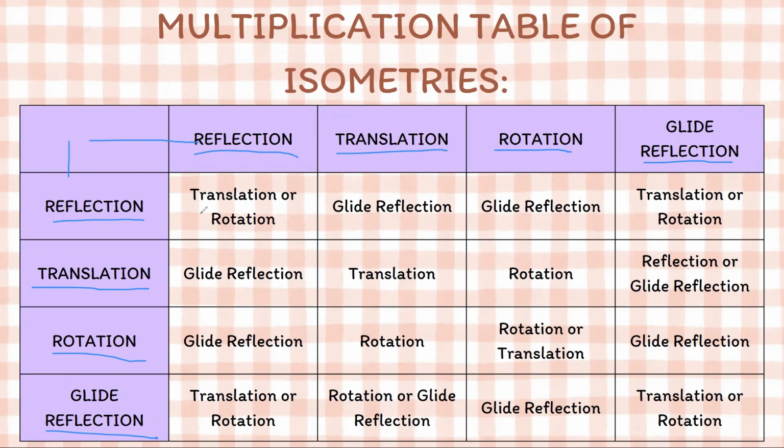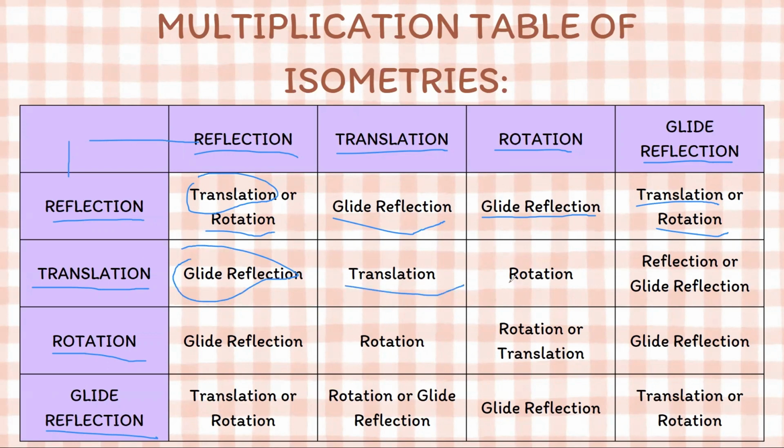So reflection and reflection will be either translation or rotation. Reflection and translation will result in glide reflection. Reflection and rotation also result in glide reflection. Reflection and glide reflection will result in translation or rotation also. For translation and reflection, it will result in glide reflection. For translation and translation, of course, it will be translation.